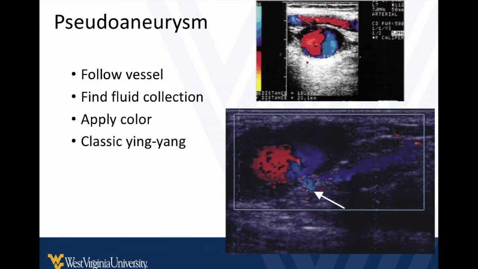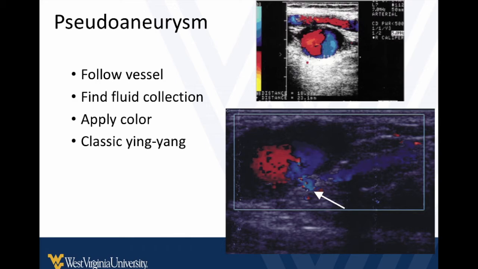aneurysm or not. Pseudoaneurysm, this is probably one of the most common things that you'll be seeing and be asked to check for because the patient's had some kind of puncture and now they've got a lot of swelling and maybe it feels pulsatile on exam. Again, you find the area of concern, you follow it, you place color on it.